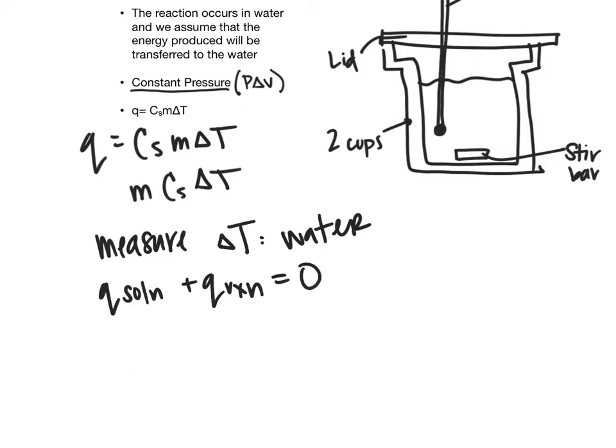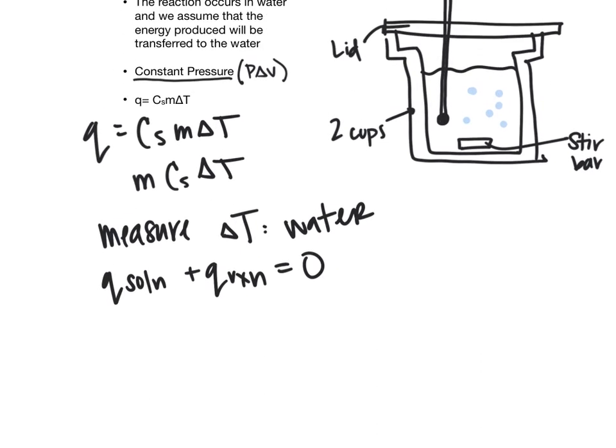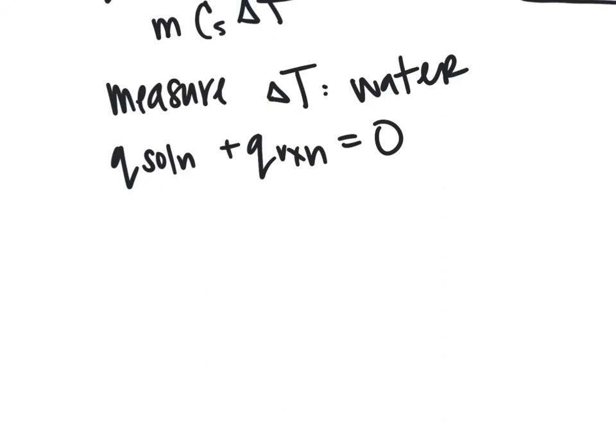So in this case, we have a water-soluble reaction. The reaction is going to happen in here. We're going to put our blue dots, and that's our reaction occurring. It is impossible for us to put a thermometer on a molecule, but we can measure the bulk water temperature. So if Q solution plus Q reaction equals 0, Q of the solution is equal to negative Q reaction.